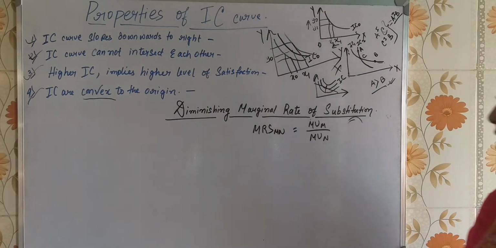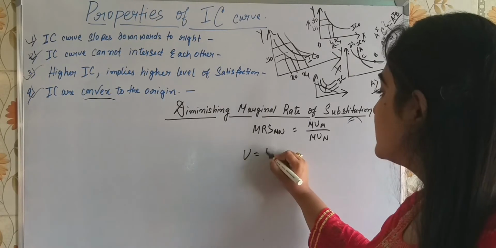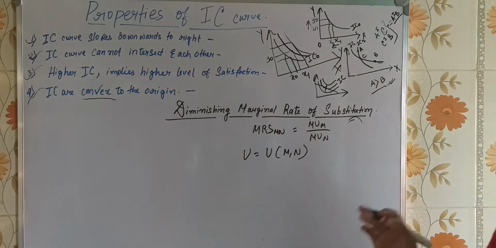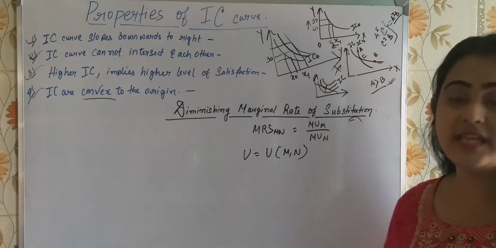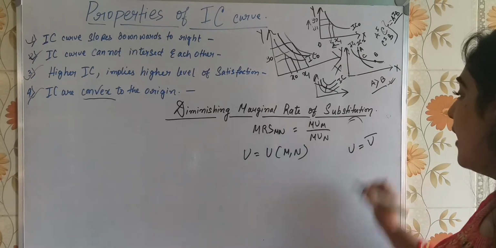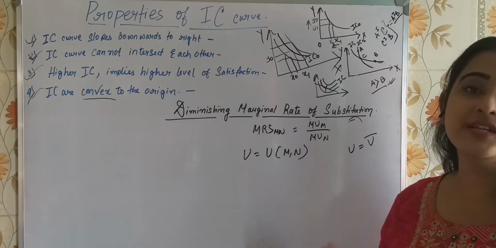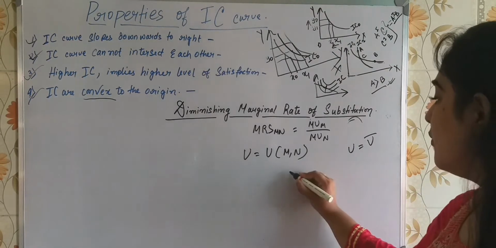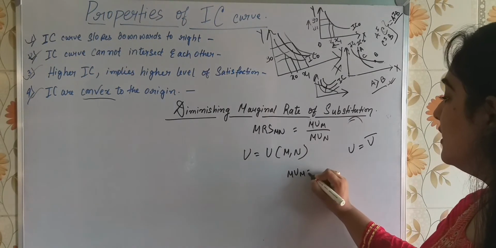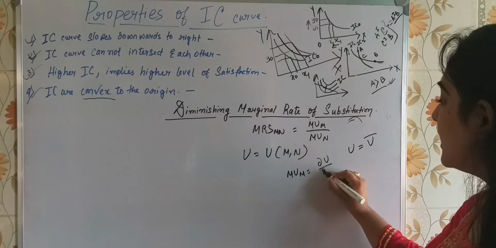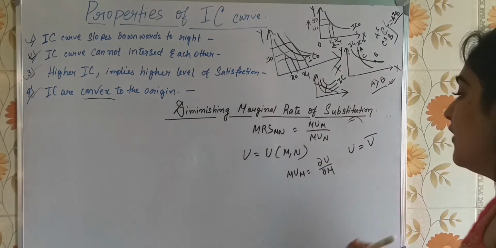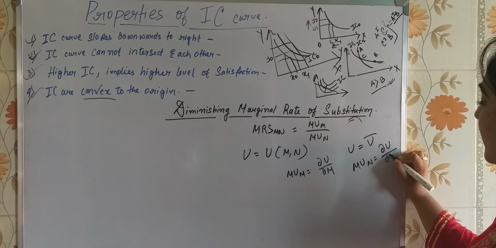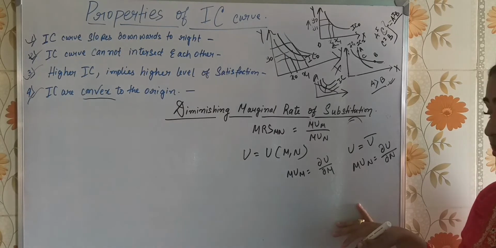To prove this, let us take a utility function which is u as a function of m comma n. Let me take this utility function. Along the IC curve, the utility is going to remain the same. That is u equals u bar. We know along an IC curve, the utility remains the same. Now, what is the marginal utility of m? What is the marginal utility of n? The marginal utility of m is nothing but del u by del m, isn't it? And the marginal utility of n is nothing but del u by del n. This is how we find out the marginal utility, right?